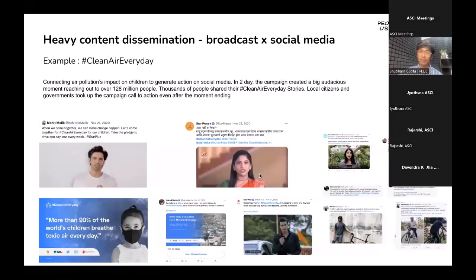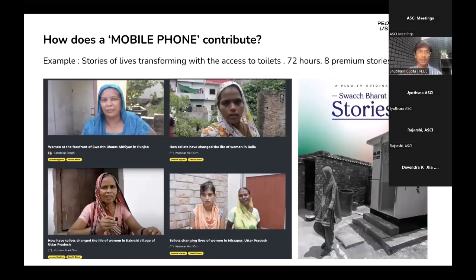So the last one was a very big campaign. It was with a star, and a lot of people contributed to it. You can say, Shubham, we don't have a star, we don't have so much money, how are we going to create impact on social media? So I will give you another example.